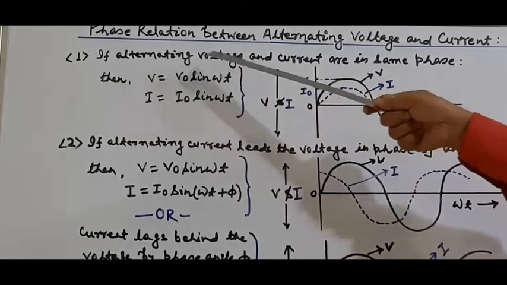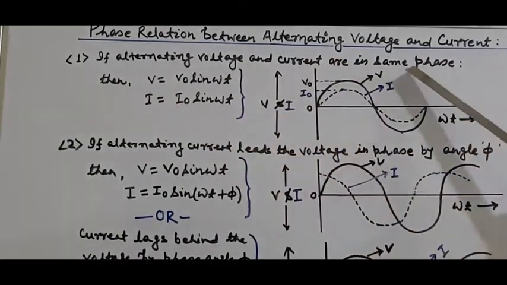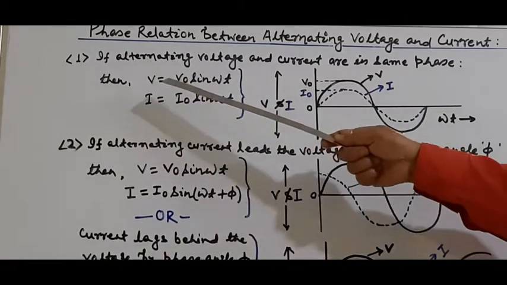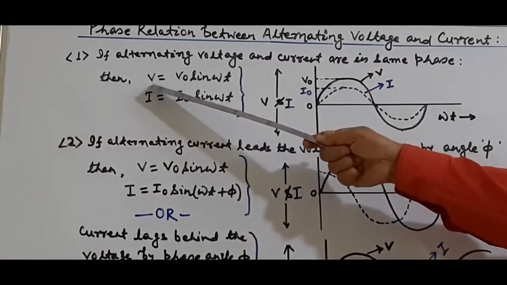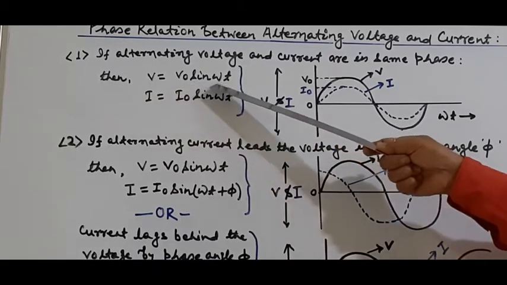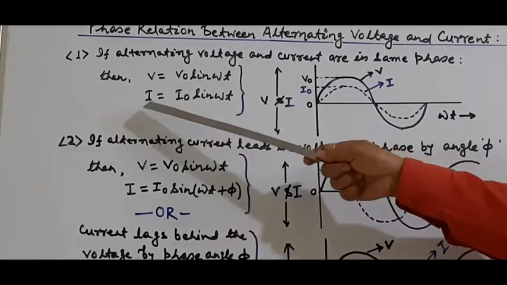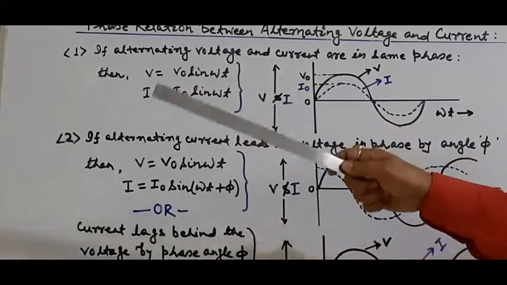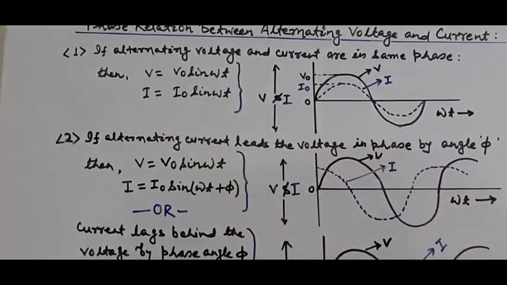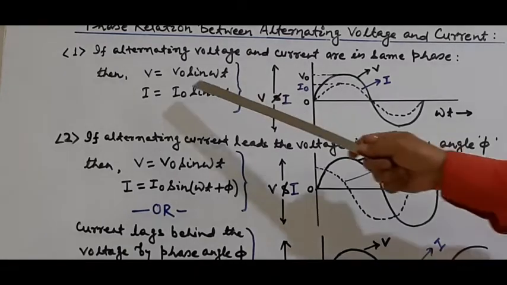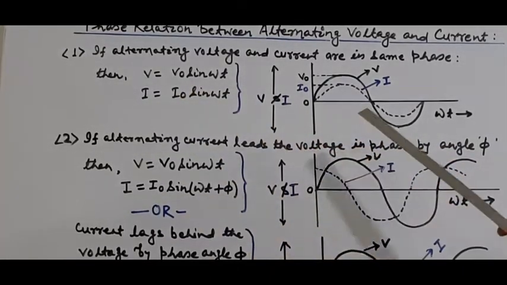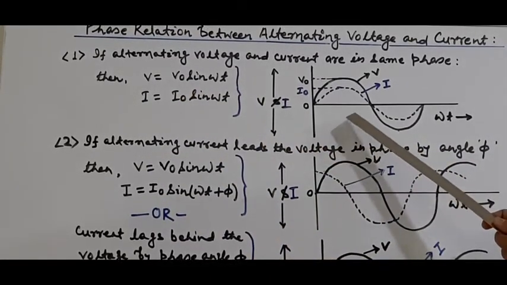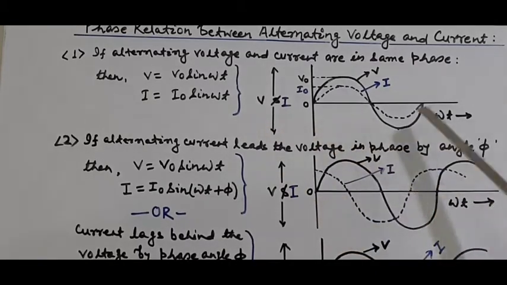If alternating voltage and current are in the same phase, the instantaneous value of voltage is V equal to V naught sin omega t, and the instantaneous current is I equal to I naught sin omega t, where V naught is the peak value of voltage and I naught is the peak value of current. The variation of voltage and current with omega t is drawn here.